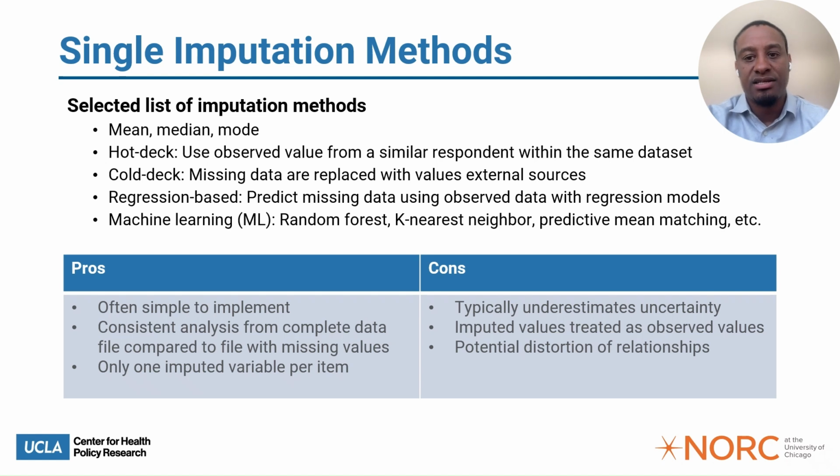Regression-based prediction uses regression models to estimate missing values using other variables in the data. Machine learning models apply algorithms such as decision trees and random forest to predict missing values based on learned patterns.